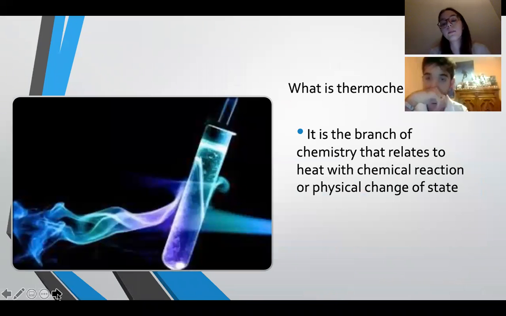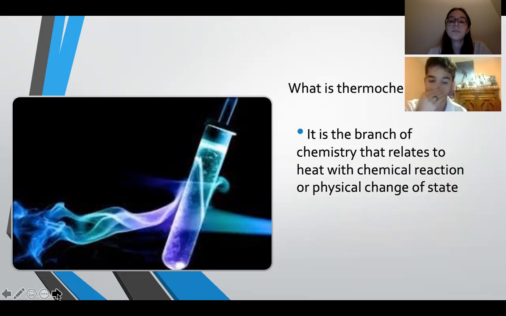So what is thermochemistry? Thermochemistry is the branch of chemistry that relates heat with chemical reaction or physical change of state. In some situations, the energy produced by chemical reactions is actually of greater interest to chemists than the material produced by the reaction. For example, the controlled combustion of organic molecules, primarily sugars or fats in our bodies, provides energy for physical activity throughout other complex chemical transformations that occur in our bodies.